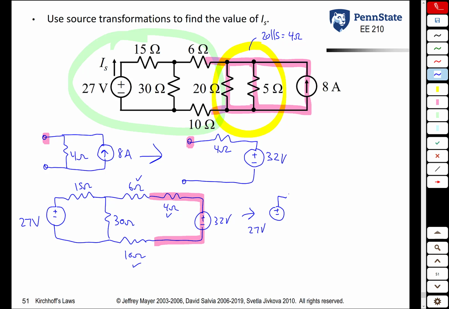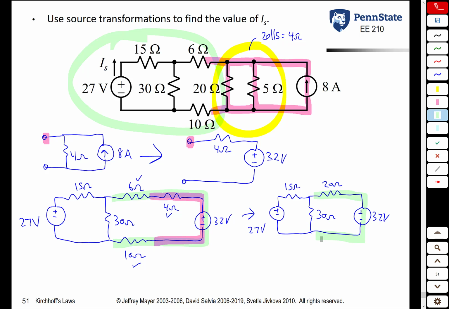27 volts, 15 ohm, 30 ohm. 6 plus 4 is 10 plus 10 is 20. 20 ohm, 32 volt. So basically everything here is identical to that. As far as the circuit to the left is concerned, there's no difference between those two green components.